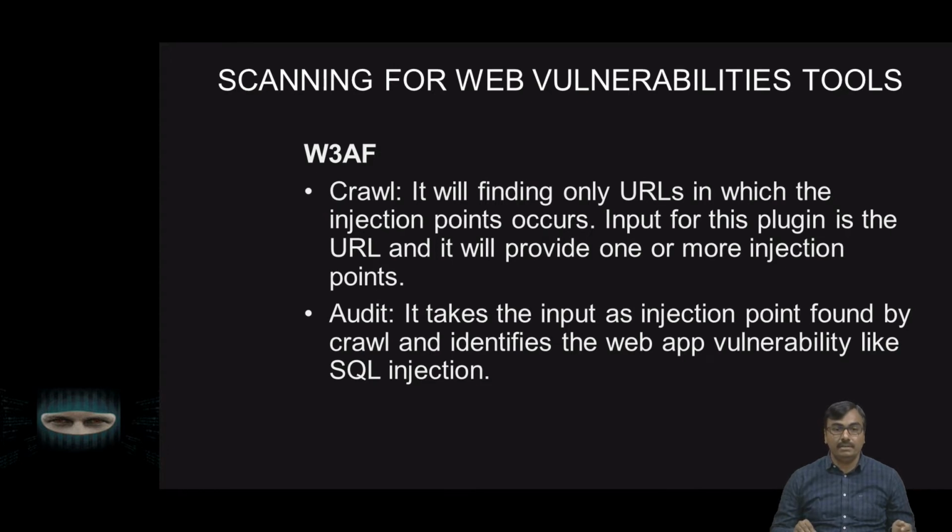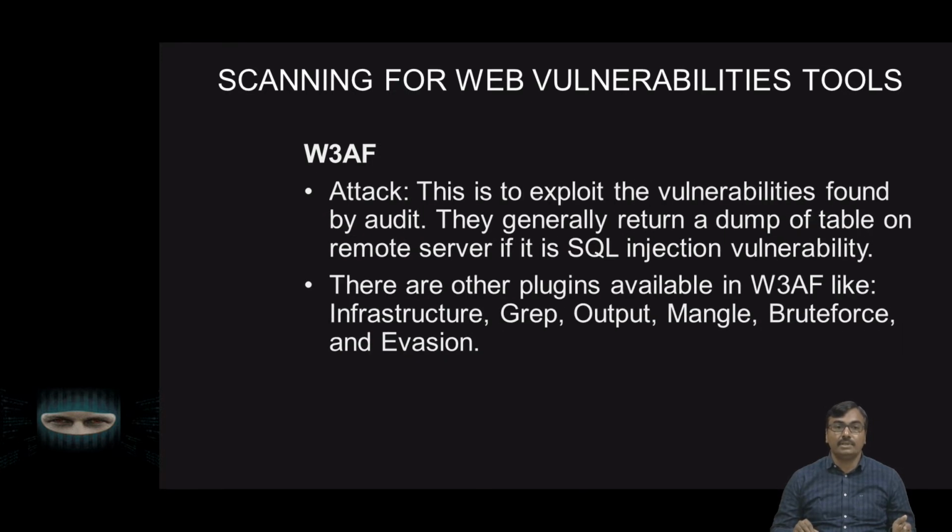Then after, there is the audit plugin. It takes as input the injection points found by crawl and identifies web app vulnerabilities like SQL injection. So whatever URL has been found by the crawler or crawl plugin, the audit plugin will scan for web app vulnerabilities like SQL injection and many more. Then after, there will be an attack. So attack is to exploit the vulnerabilities found by the audit plugin. So it is in sequence: crawl, audit, then attack.